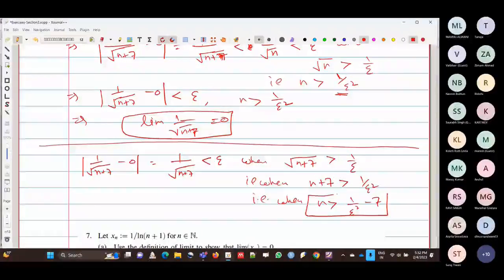That's all. So here we are getting this quantity greater than this one. Here we are going to get 1 upon epsilon square minus 7. This is the difference only. Fine. So okay, shall we move ahead?